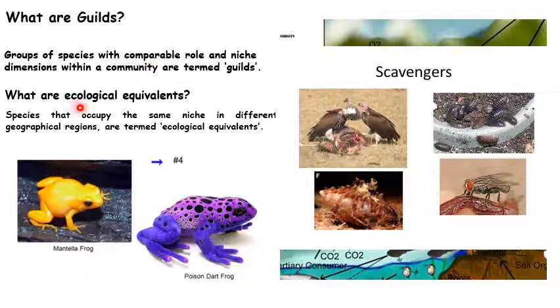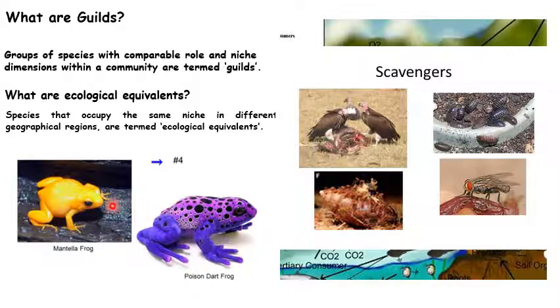And what are ecological equivalents? Species that occupy the same niche in different geographical regions are termed ecological equivalents. So what does it actually mean? These two species are living in two different regions on our planet Earth. Say for example, this Mantella frog lives in Madagascar and this poison dart frog lives in Central America.